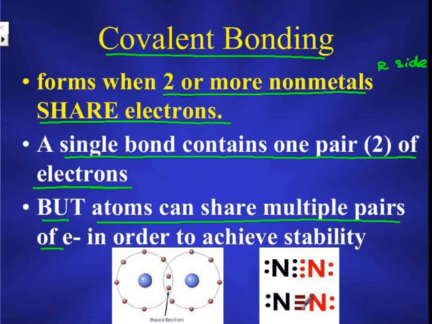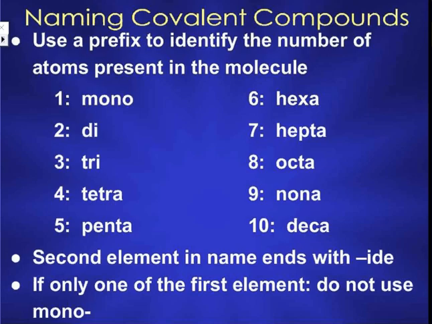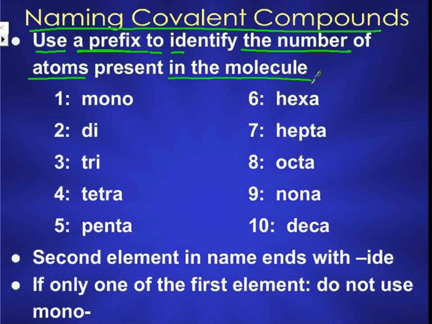Now the whole point of the sharing, again, is to achieve stability. They all want to get to that stable nobility where they have a full valence shell and they're stable and not going to react with anyone else. So when naming covalent compounds, if they're sharing, we have some different rules for naming than we do for ionic bonds. Naming covalent compounds, you will use a prefix to identify the number of atoms in the molecule. If you don't know the prefixes, go ahead and write them down.